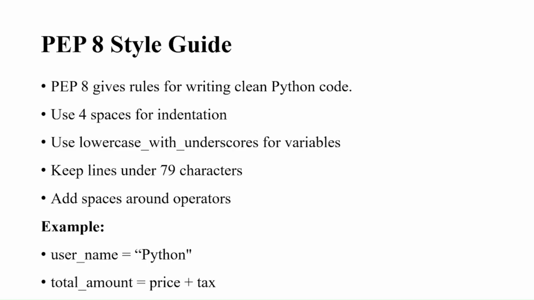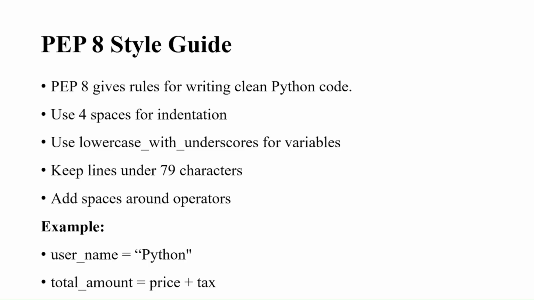Again it gives output 5 is greater. Next one is PEP 8 style guide. PEP 8 gives rules for writing clean and clear Python code. It's an official style guide that makes code look uniform and readable. First rule is use four spaces for indentation. We already discussed indentation.